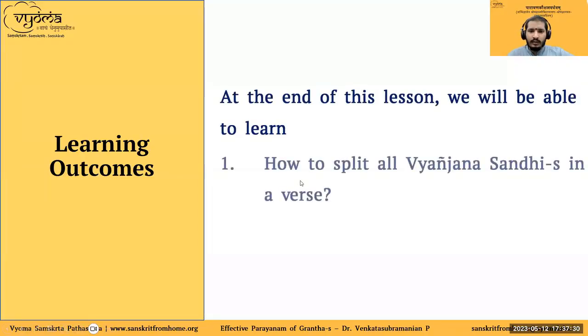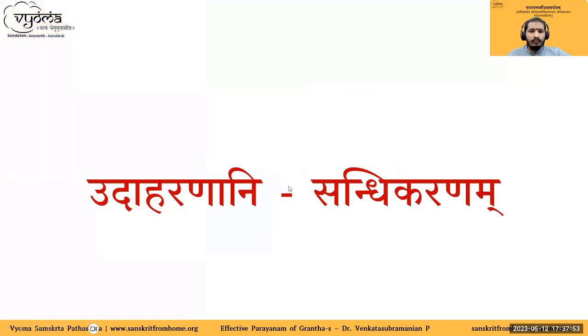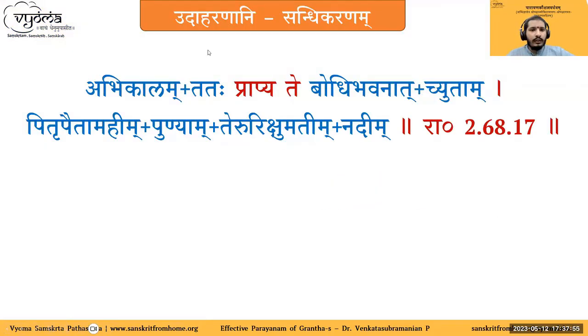At the end of this session, you will be able to learn how to split all Vyanjana sandhis in a verse. Till now, you were seeing only the sandhi split or sandhi being done for the particular sandhi which was being discussed. But now we'll actually see how the sandhis are done while reading Ramayana or Bhagavad Gita. So this is the first sloka. Abhikalam tatah prapya te bodhi bhavanat syutam pitrupayita mahim punyam terurikshumatim nadim.